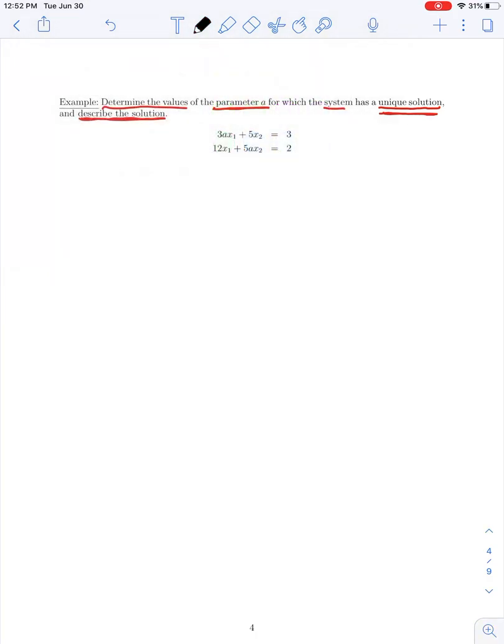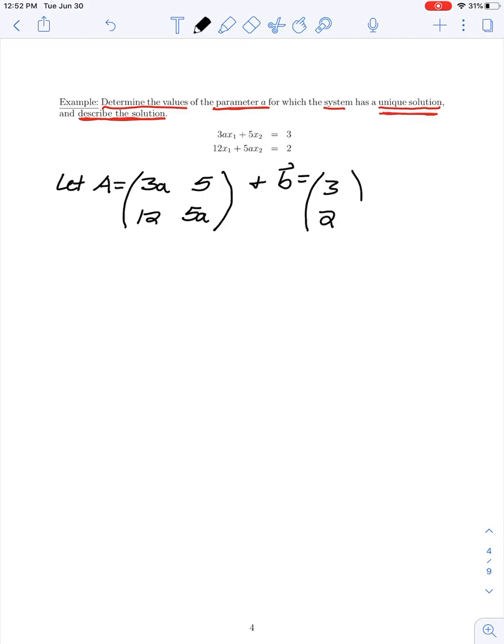So if we want to make use of Cramer's rule, we could first express this system in matrix form by letting capital A denote our coefficient matrix, which is 3A, 5, 12, and 5A. And the vector B, which forms the right-hand side of our system, is the vector 3, 2.